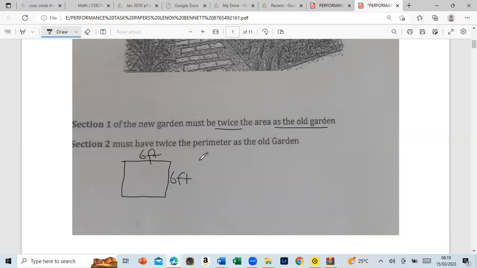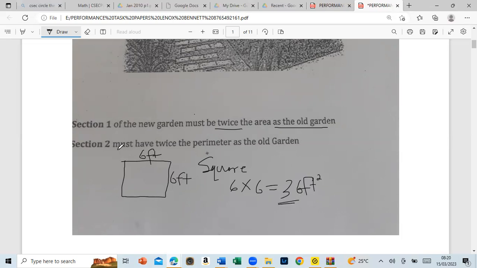So first, let's just find the area. How do we find the area of a square? Anybody type that in the comment section? So it will be 6 times 6, which is equal to 36 square feet. So that's the first set of information that we have.